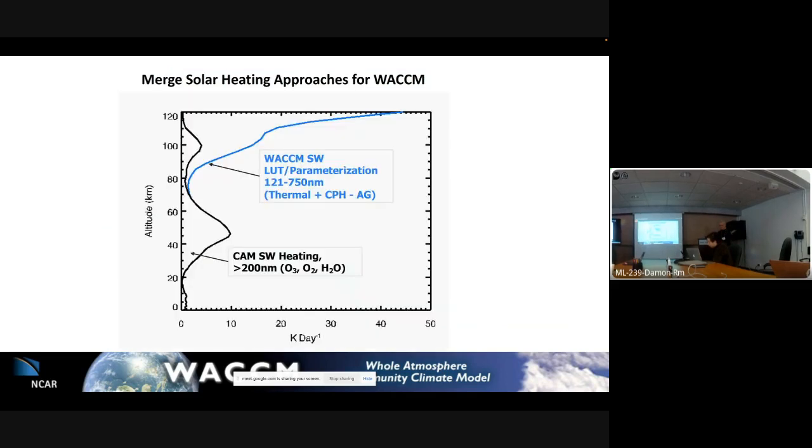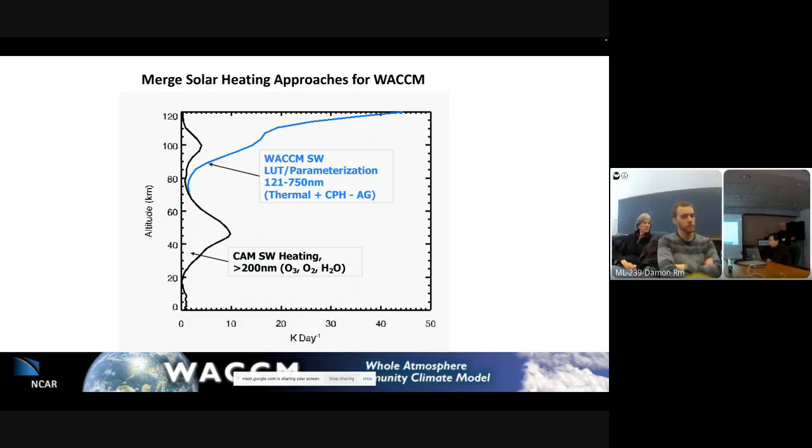And then we merged. If you guys remember, this is an old figure from CAM-RT that I had, but we merged the photolysis heating rates with, in our case, the RRTMG heating rates. And that's how we do it.